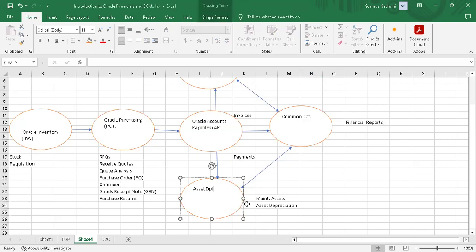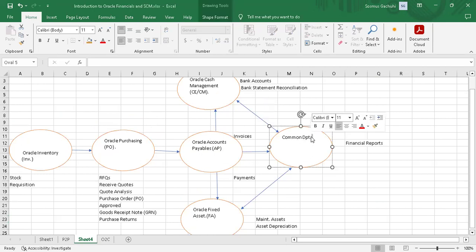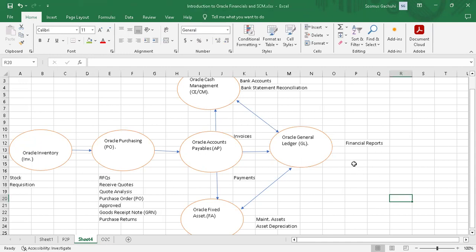Then we have the asset department. Under the asset department, we have Oracle Fixed Assets, abbreviated as FA. Okay. Then we have the common department. Under the common department, we have Oracle General Ledger, abbreviated as GL. So when you're working with finance, you will be using these abbreviations of AP, FA, PO, inventory, all that.